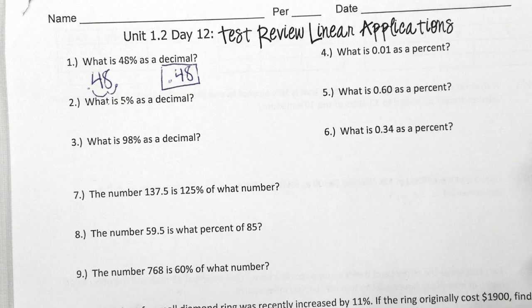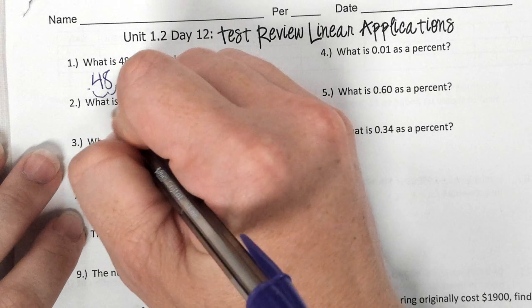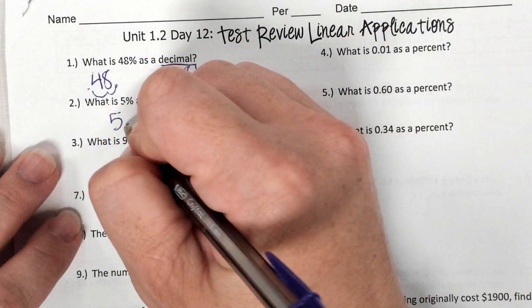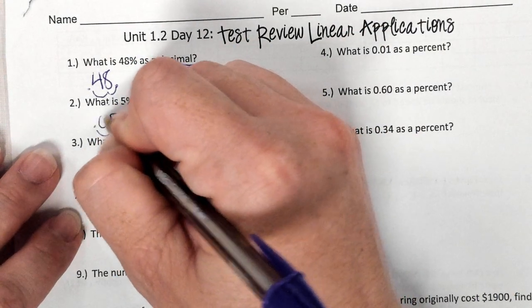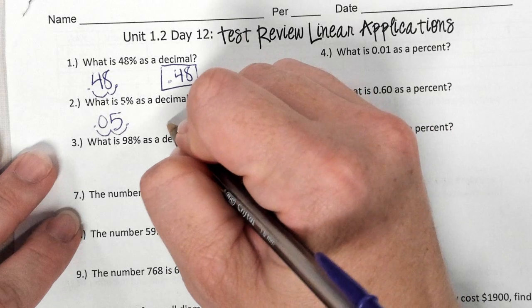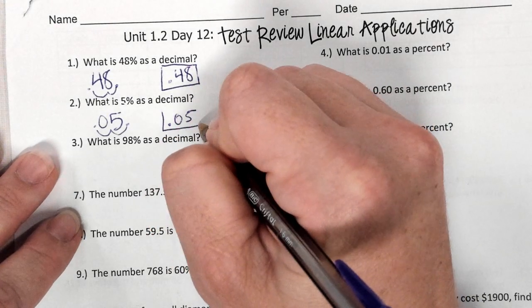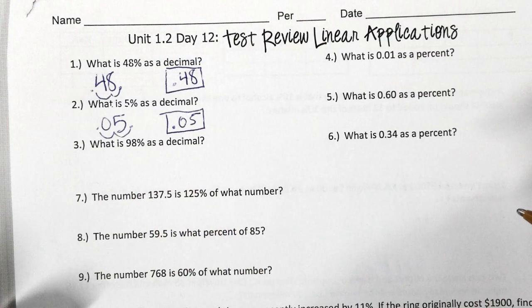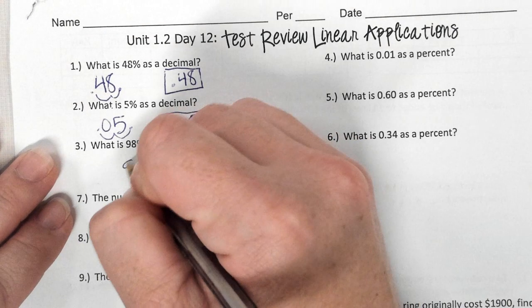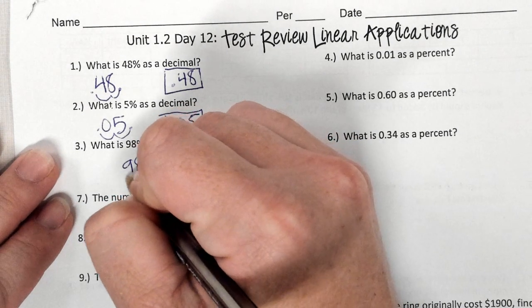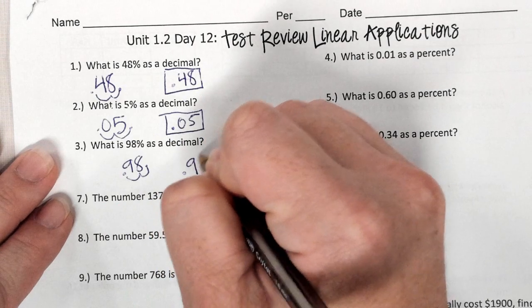Okay, what is 5% as a decimal? Same concept. Your decimal's here. You move it to the left twice, and remember, any empty loop gets a 0, so it becomes 0.05. 98% as a decimal, 1, 2 becomes 0.98.